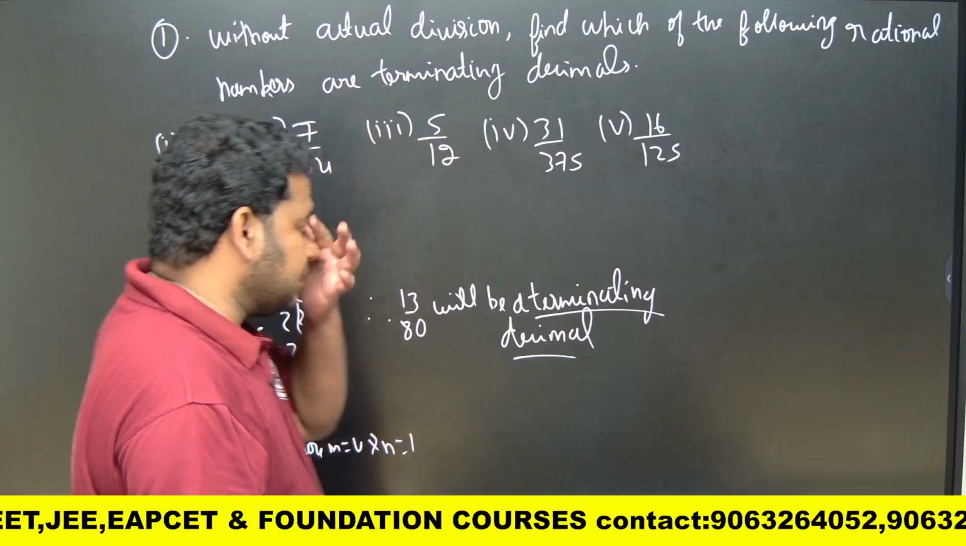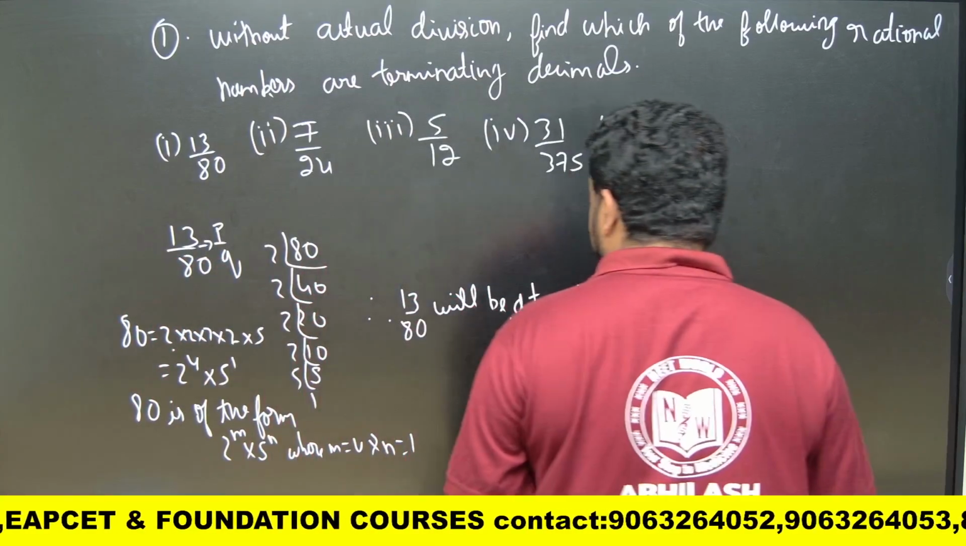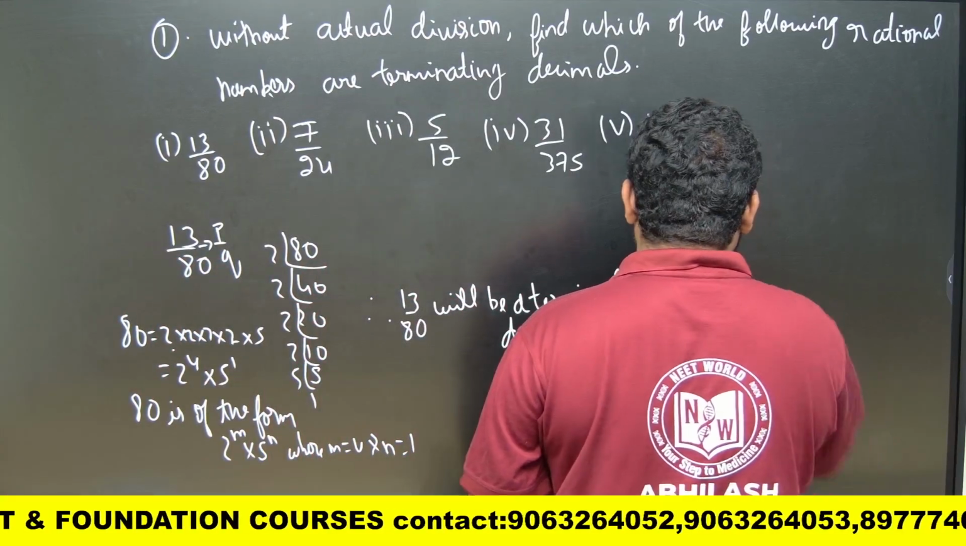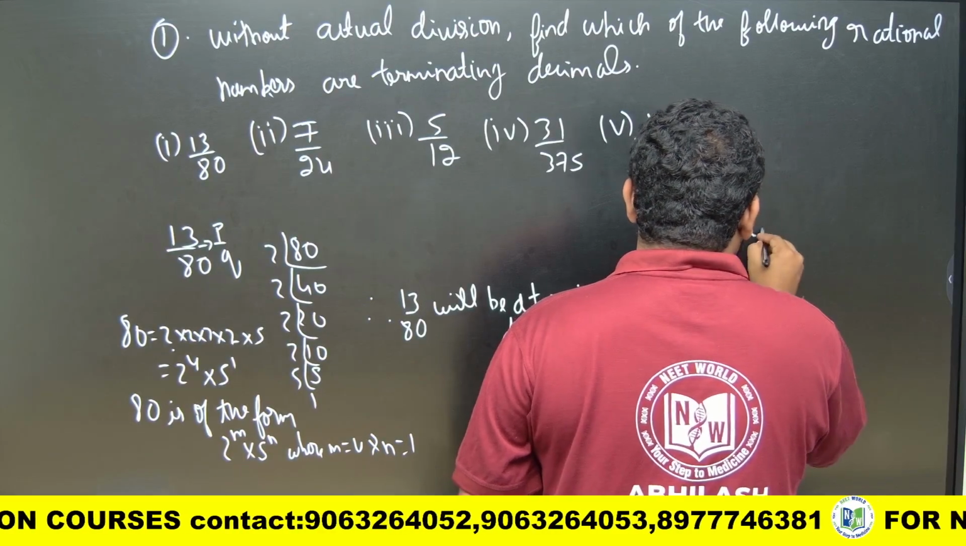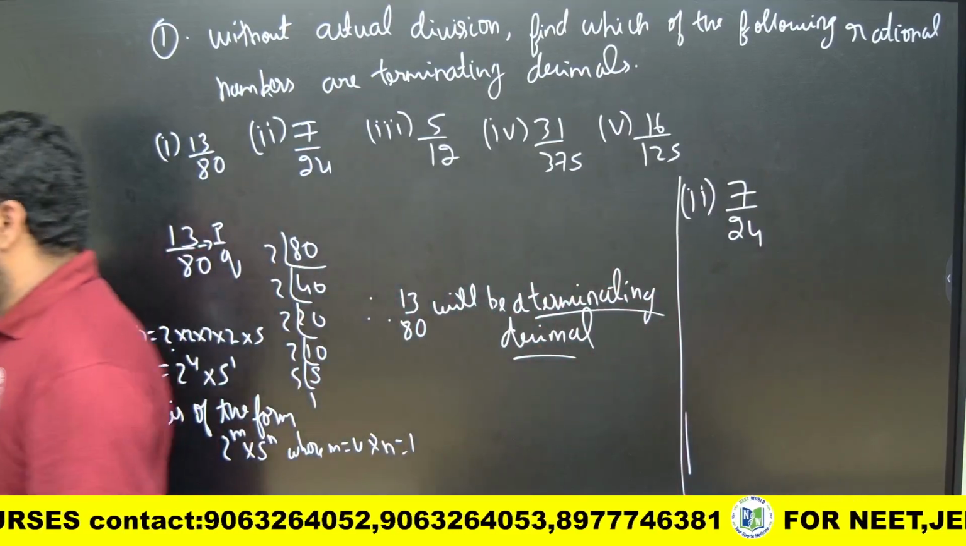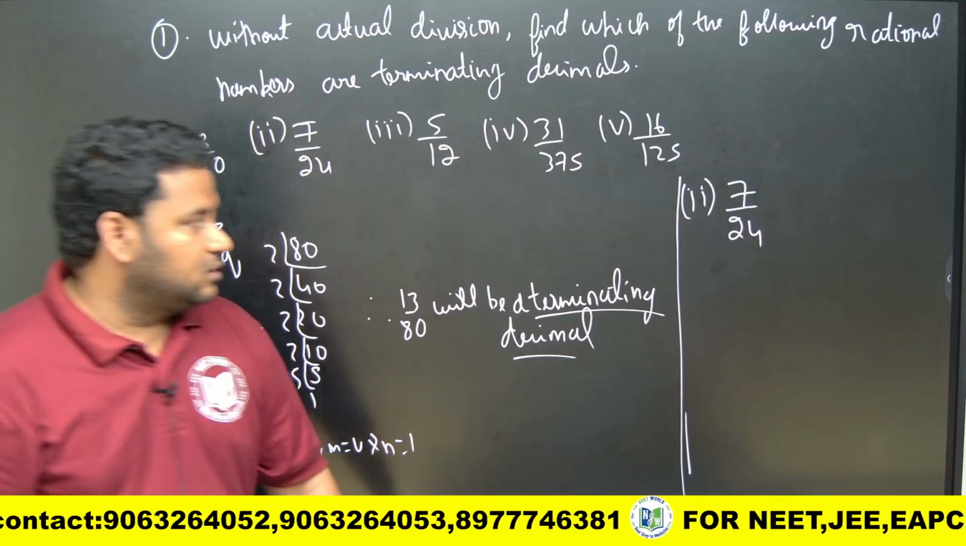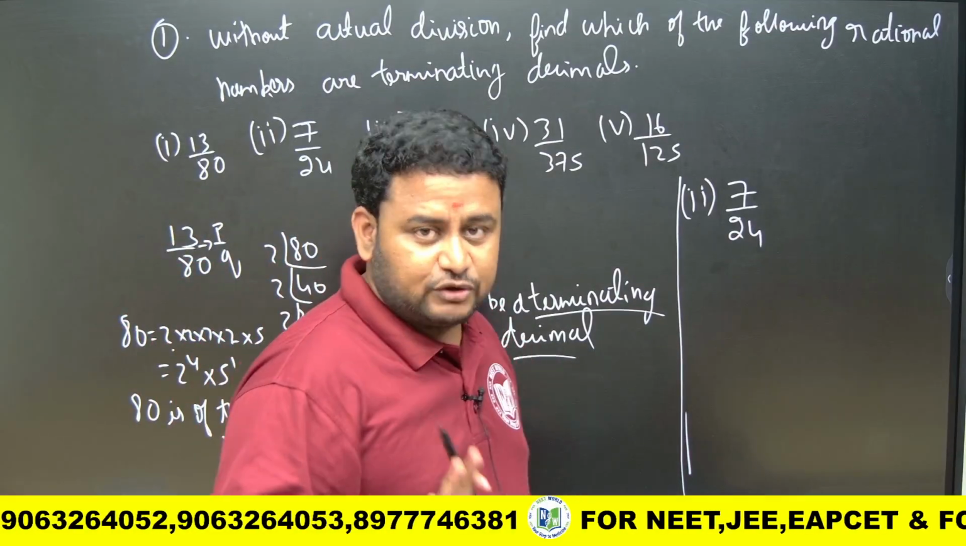Now have a look at the second question. There also we have to find out without using the long division method. Second question is what, friends? They are telling 7 by 24. So how to solve this question? Here also we should not use the long division method, without actual division they are telling.